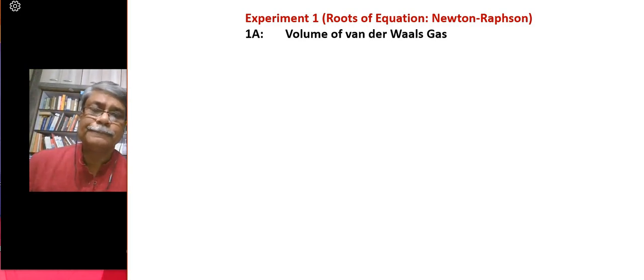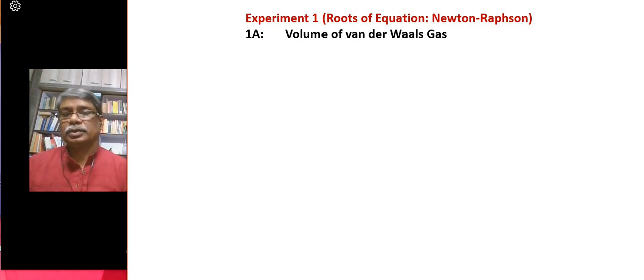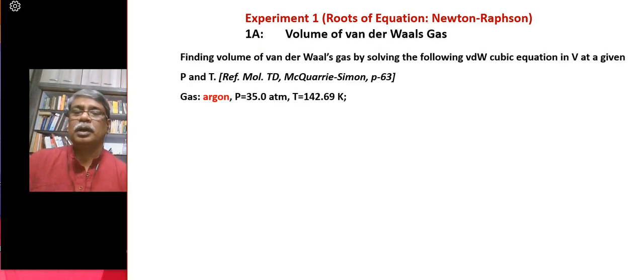Now we are ready to see experiment number 1, that is 1a, volume of van der Waals gas. The basic job is that you have to find the root of the equation. What equation? The van der Waals equation of state, and we'll be finding the root by Newton-Raphson. The problem is taken from McQuarrie-Simon, page 63, and the reference is given here. The problem is finding the volume of van der Waals gas by solving the following van der Waals cubic equation in V at a given pressure and temperature.